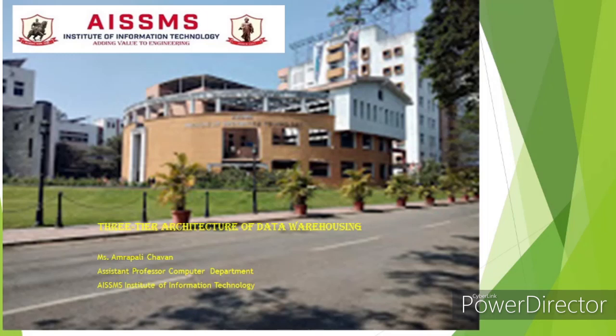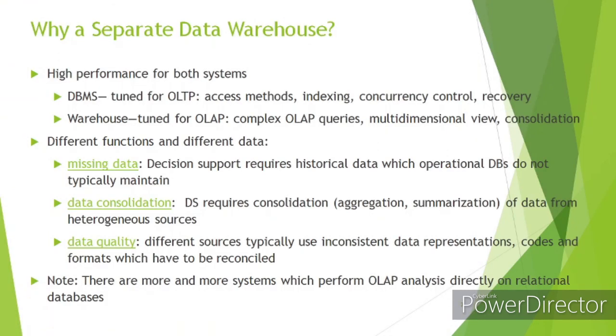So today we will see the three-tier architecture of data warehouse. First we will see why a separate data warehouse is needed. Because the operational databases store a huge amount of data, you may wonder why not perform online analytical processing directly on such databases instead of spending the additional time and resources to construct a separate data warehouse.